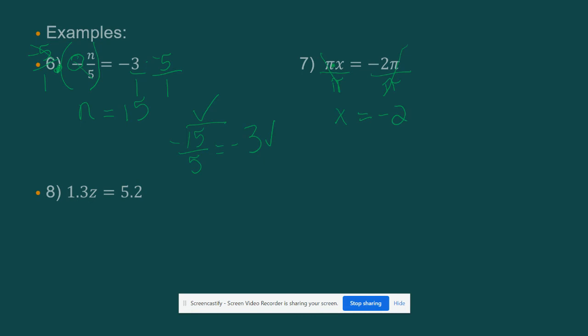Number 8. This is 1.3 times z. The opposite of multiplying is dividing. So we're dividing both sides by 1.3. Now remember, 1.3 divided by 1.3 is 1. So that leaves us with 1z, which we can just leave as z. And then 5.2 divided by 1.3 is 4. And if you needed to use your calculator for that, that's absolutely okay.